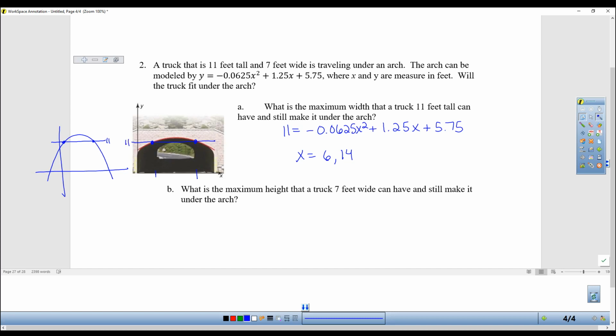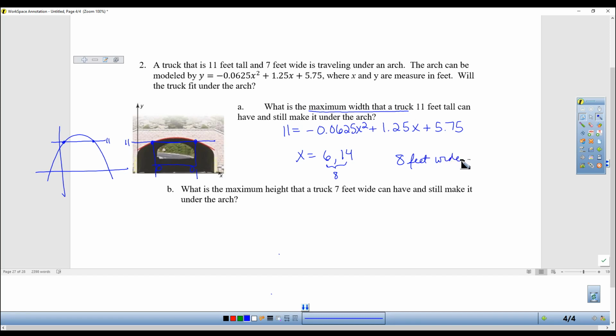So what does this mean for a truck? Well, a truck is not a skinny single point. A truck is a whole entire big boxy thing with wheels. So if this truck is going underneath this bridge, it has to be between the 6 and the 14 or it's going to hit the bridge. So what is the distance between 6 and 14? 8. So the maximum width that a truck can be is 8 feet wide.